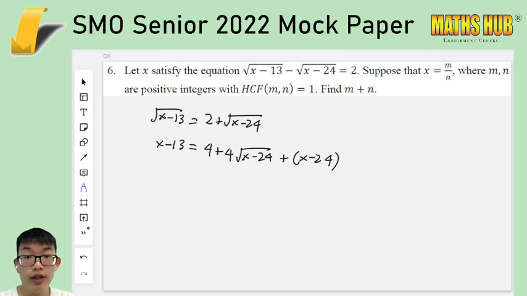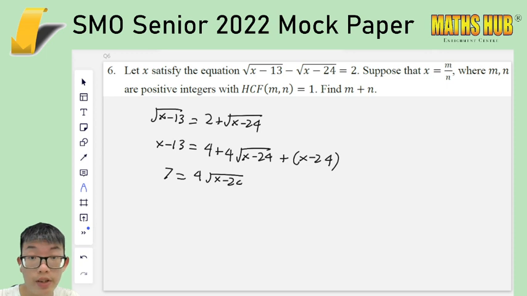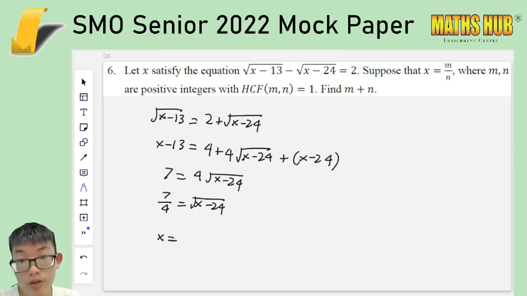So we have got this over here and we can move it over again. We would get 7 equals to 4 times square root x minus 24. So divide by 4 and square again. So you would get x is 24 plus 7 over 4 squared.